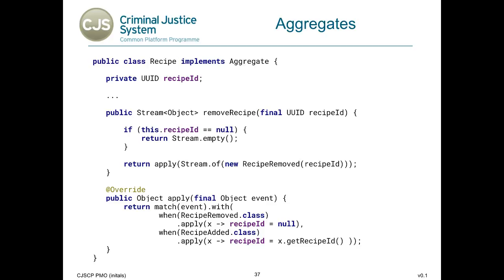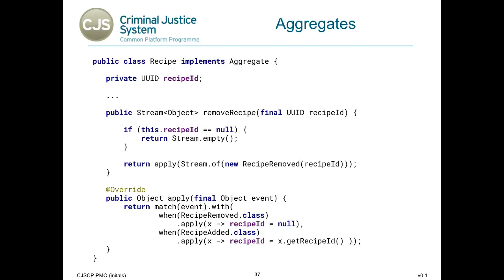So in this case, we're saying that when we see a recipe removed event, we're going to wipe out the recipe ID, and when we see a recipe added event, we're going to set the recipe ID. And that means that in the business method above, the remove recipe method, we can reason about the current state of the aggregate, and we can say, okay, if the recipe ID equals null, then we'll just ignore this request to remove the recipe because it's already been removed, so there's nothing to do. Whereas if it has been set, then we need to issue a new event to say that the recipe has been removed, specifying the recipe ID.